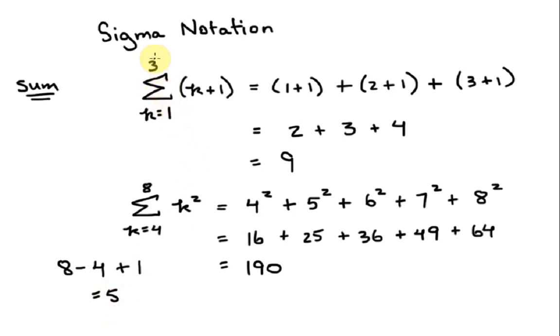And you can see up here it's going to work just as well. 3 minus 1 plus 1. So that's going to leave us with 3 terms, which is correct.